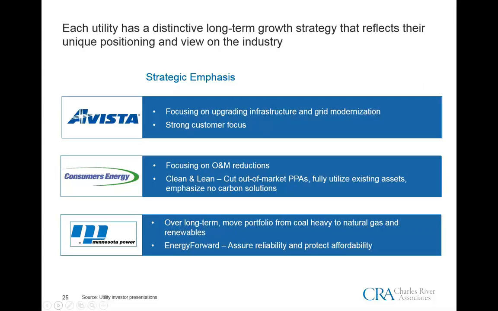Consumers Energy, on the other hand, has a clean and lean strategy. They are moving forward with a very clear plan to shift from OPEX to CAPEX, all in a no-carbon or low-carbon environment as they shift away from coal primarily. And Minnesota Power has an energy forward plan that's very focused on reliability and affordability, but has a goal of moving their fleet from what was historically dominated over 80–90% by coal generation to one that mixes in quite a bit of gas and renewables.